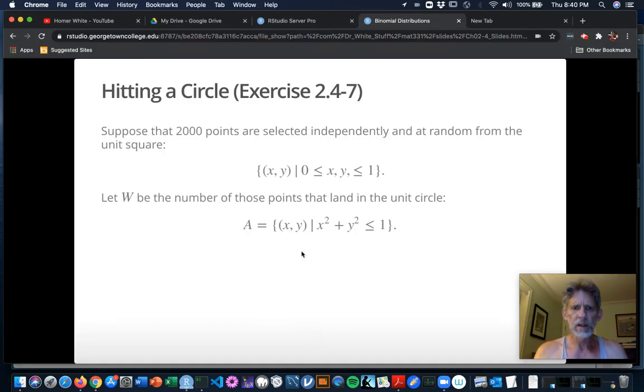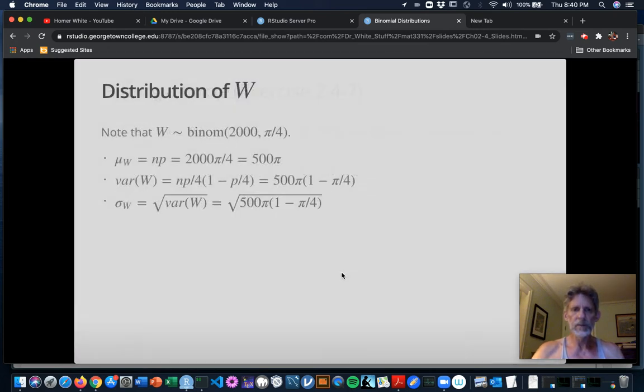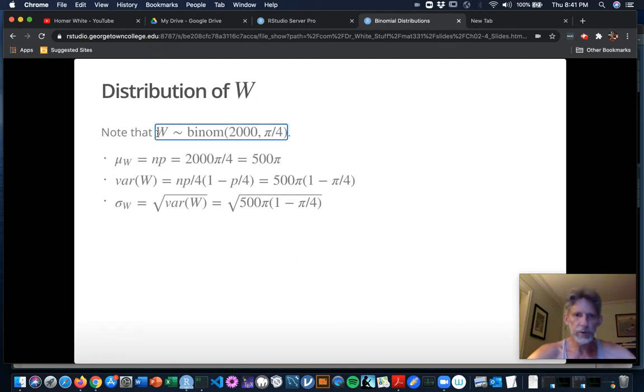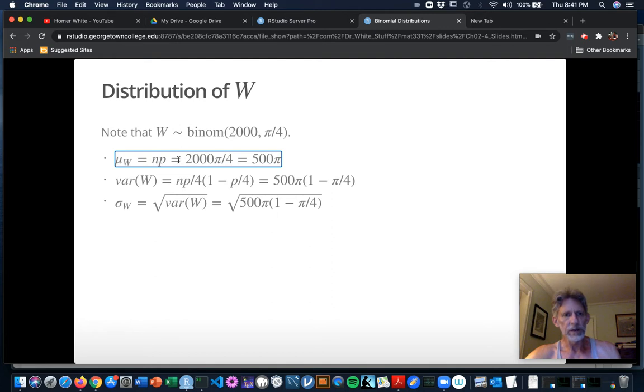Okay. So sorry about the typo right there. It should be a -1. So we got that W is binomial, 2,000 trials, chance of success pi over 4. So let's go ahead and compute its expected value. So that would be n times p, so 2,000 times pi over 4, 500 pi. Okay. Now the variance of W would be n times p times 1 minus p.